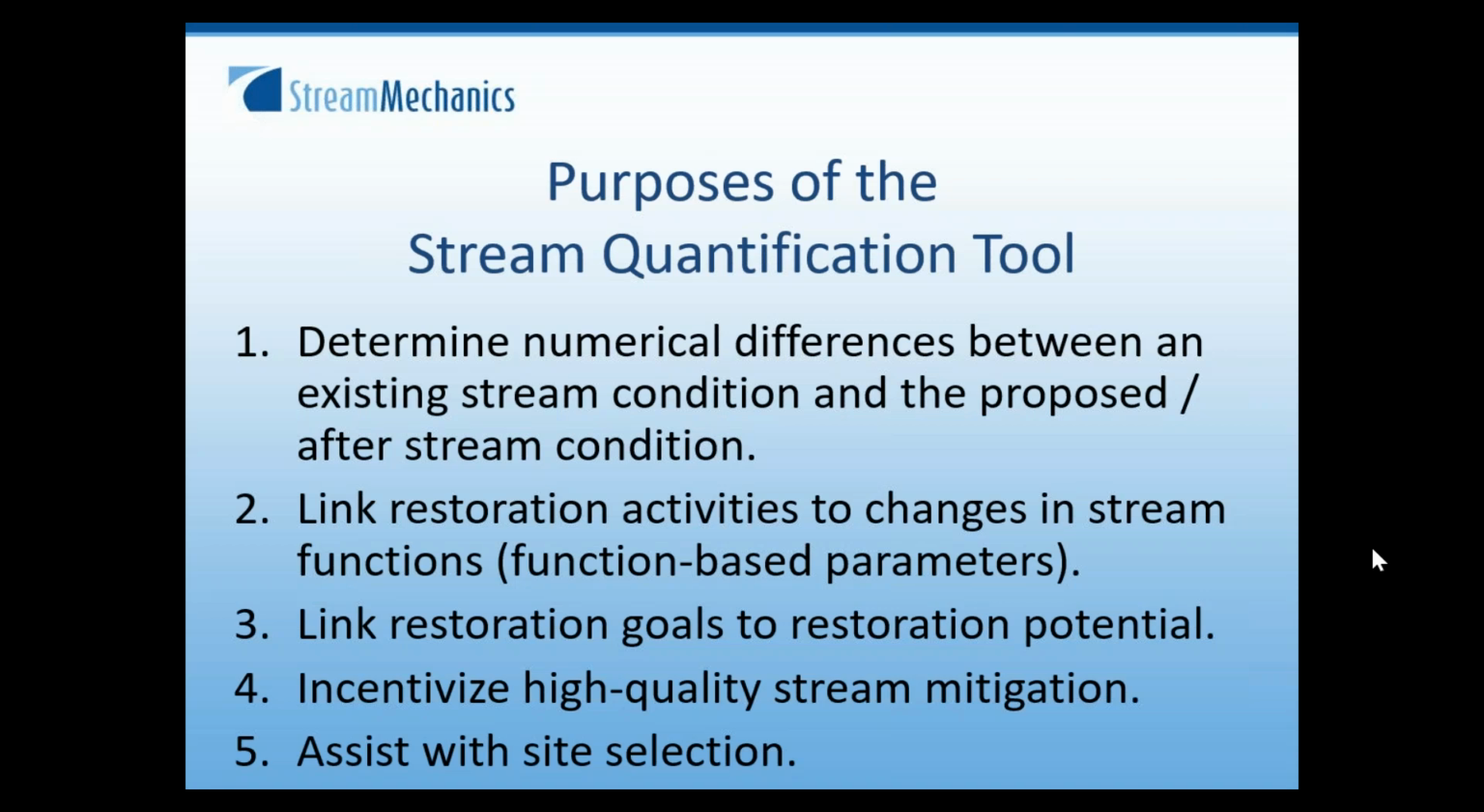And then the second is to link the restoration activities to changes in stream functions, which we describe with function-based parameters. That's a term from the Stream Functions Pyramid framework, and they are provided by a functional category: hydrology, hydraulics, geomorphology, physicochemical, and biology.